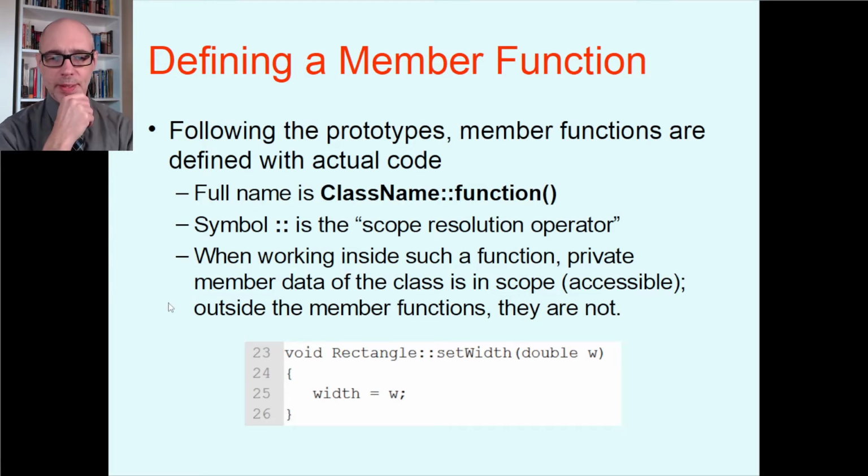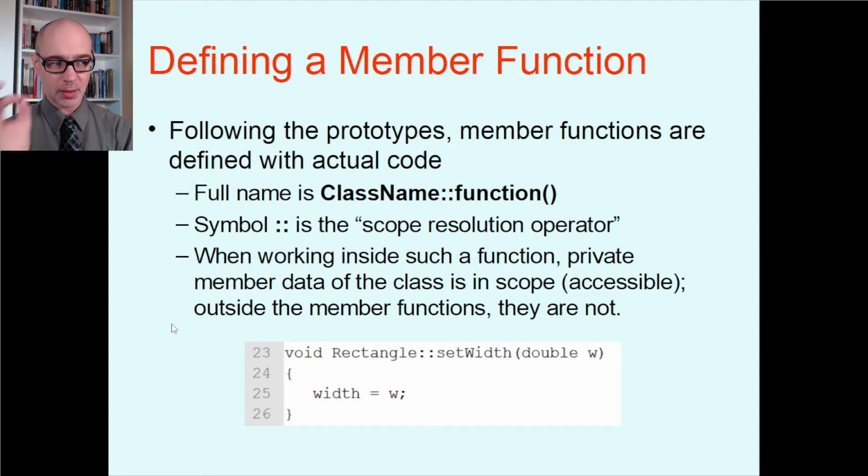Now, when working inside a member function like this, as we said on the prior slide, the private member data of the class is in scope. It is accessible to your code. But outside of the member functions, that private data will not be accessible.